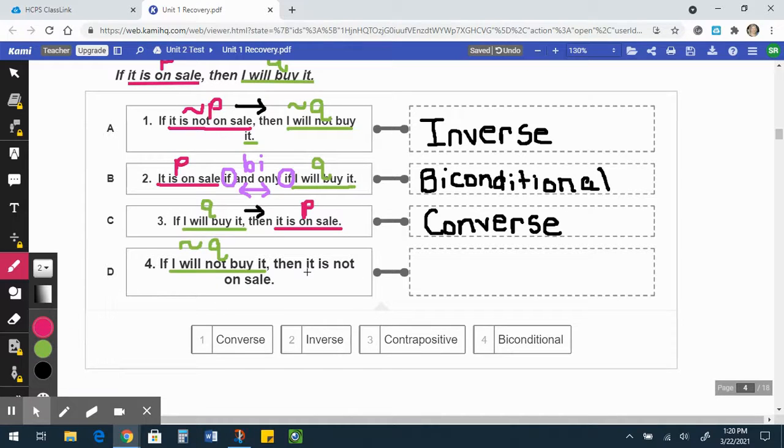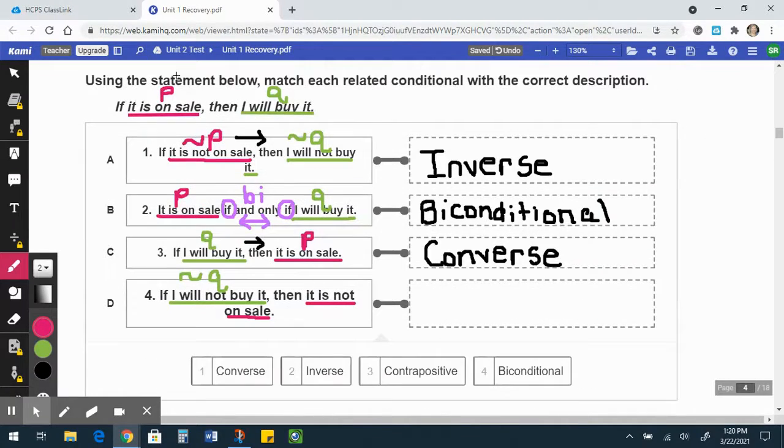It is not on sale is related to the original P. But we have to check, is it perfect P or is it negated P? It is on sale. It is not on sale. Well, y'all, that's negated P. And finally, if then would be the single arrow.